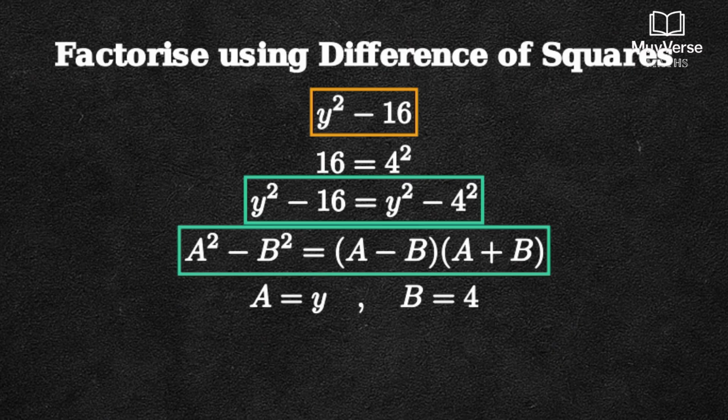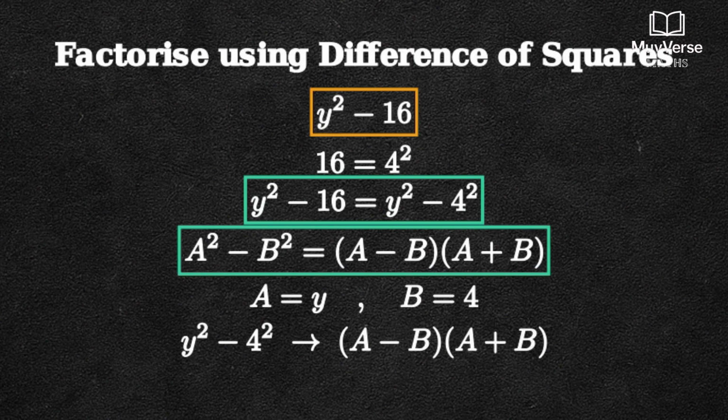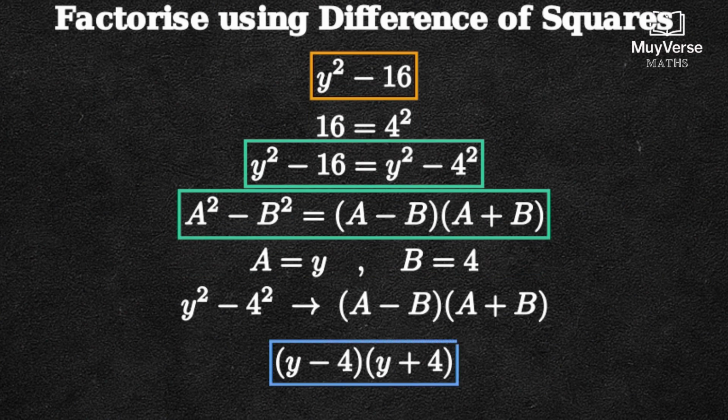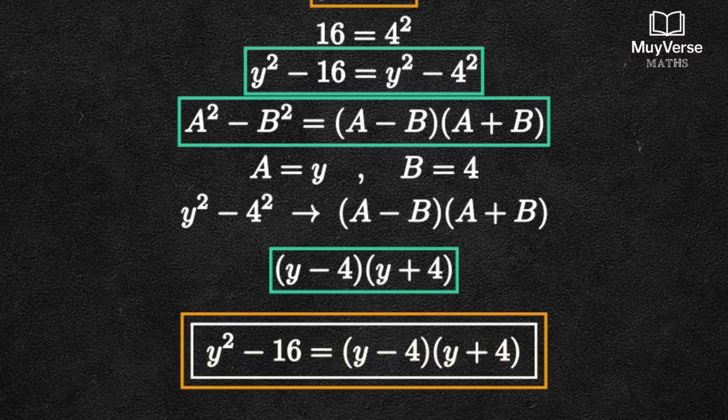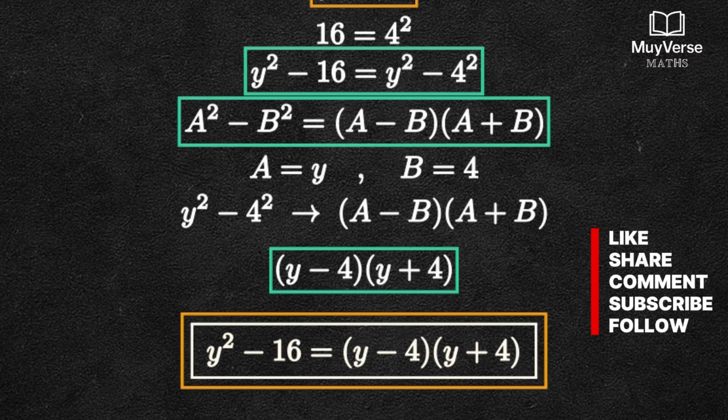Step 3. Match the pattern to our expression. Let a equal y and let b equal 4. Step 4. Apply the formula with a equal y and b equal 4. Substitute to get (y minus 4) times (y plus 4). Step 5. Conclusion. The factorization is (y minus 4) times (y plus 4).